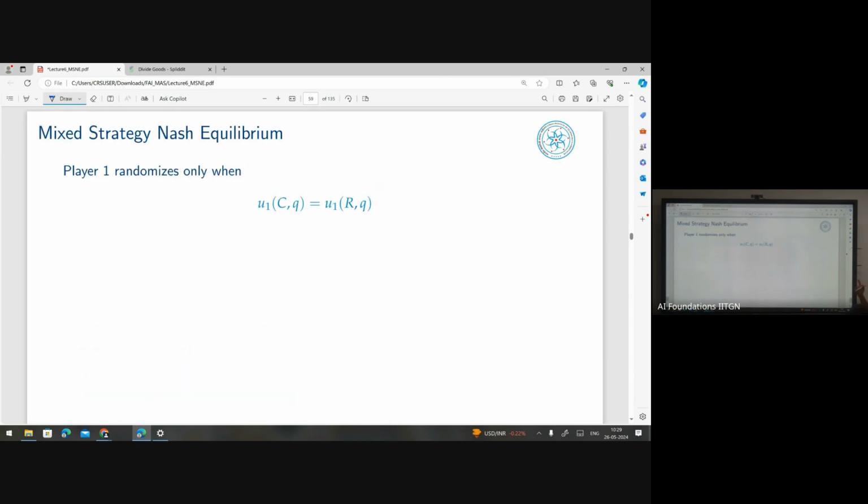So the idea is player 1 randomizes only given that player 2 has picked the strategy Q. Player 1 will randomize only when these two utilities are the same.